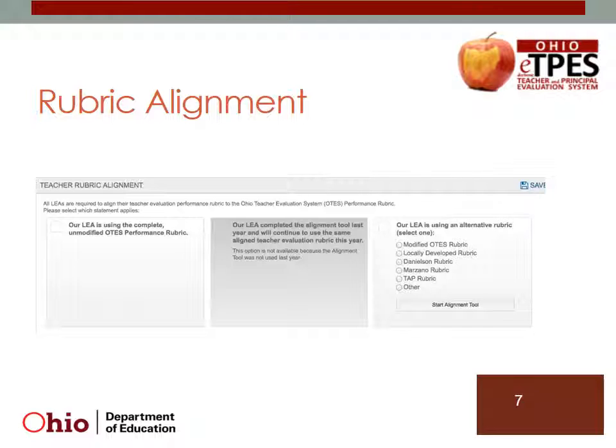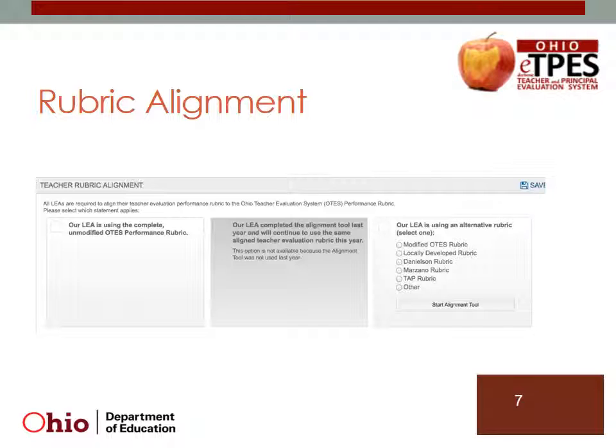The superintendent or designee will need to select the choice of rubric to be used by the district. If the district will be using the OTES and OPES rubrics, the first check box for each is marked. If the district completed the alignment tool last year, a second choice is available. This choice notes that the district wants to use that aligned rubric again this year. The district will need to upload a PDF of that aligned rubric.